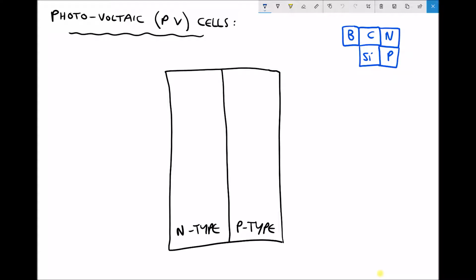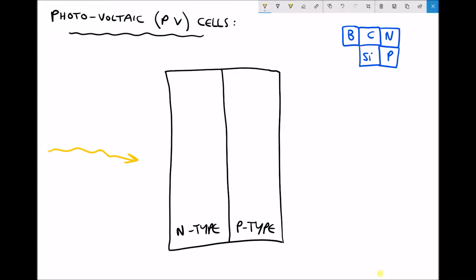So here we have a diagram of the cross-section of a solar cell or a PV cell. And on the left-hand side, we have our N-type silicon, and on the right-hand side, we have our P-type silicon. And just as a reminder, our sunlight approaches on the N-type silicon. That would represent the top surface. So the P-type represents the bottom surface. Now, as we mentioned earlier, our N-type silicon has a negative charge and our P-type silicon has a positive charge.